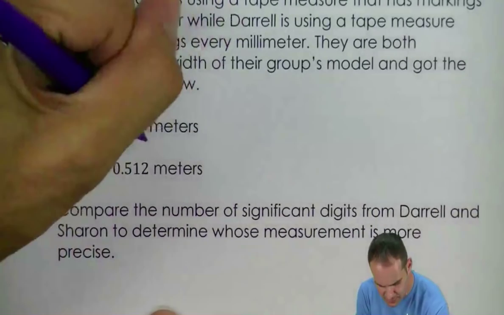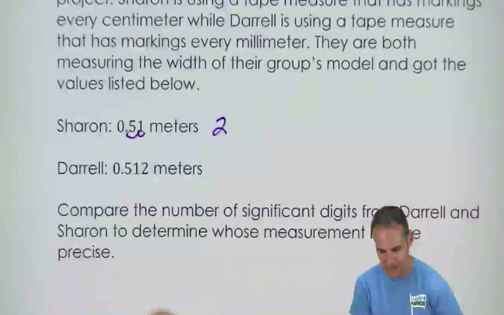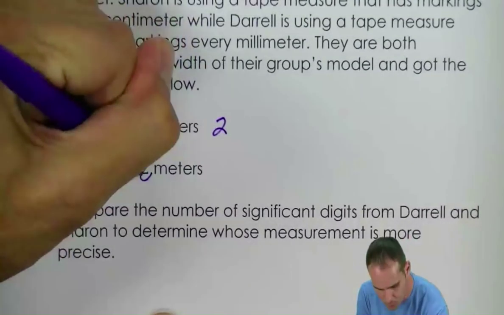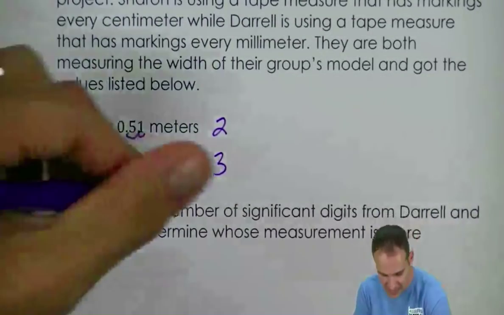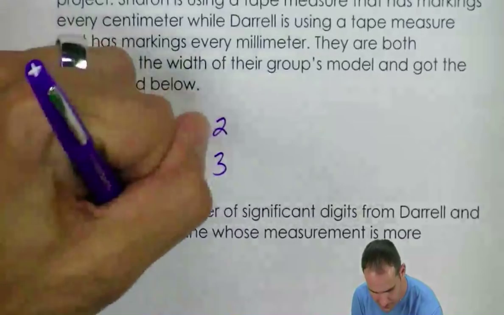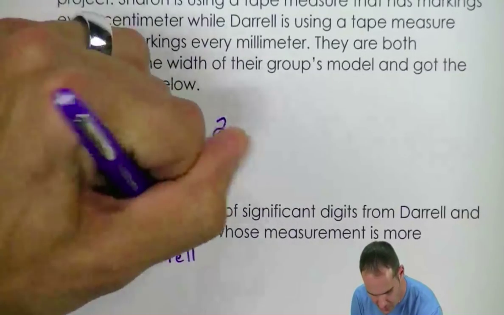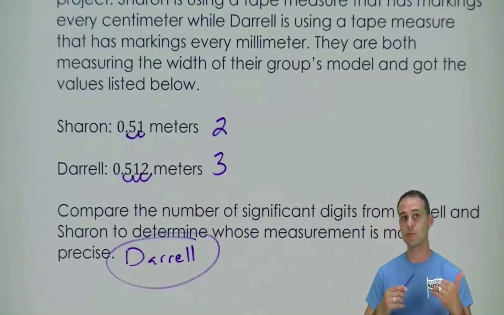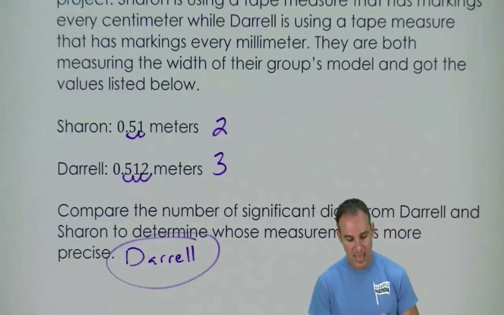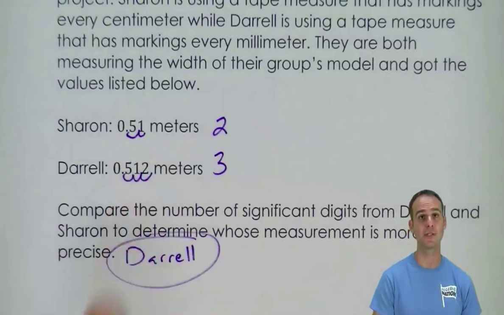Sharon has 1, 2 significant digits. Daryl has 1, 2, 3 significant digits. I would say Daryl then is more precise, okay? So between those two, Daryl's more precise. It has more significant digits, and of course it goes out to 3 places versus 2 places.